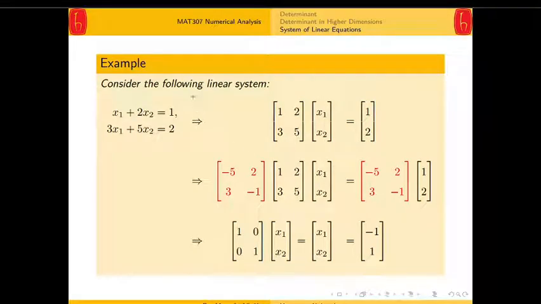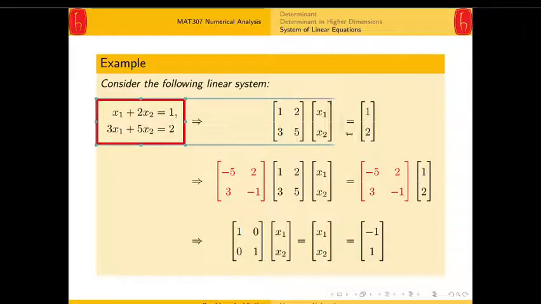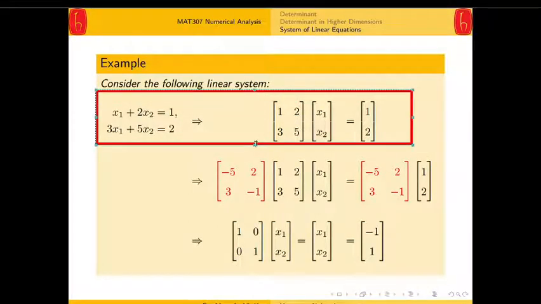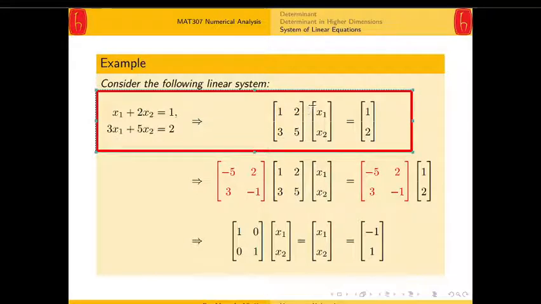An example: consider the following linear system. This is a simple enough linear system, two equations with two unknowns. We can rewrite this system as a matrix vector product, the coefficient matrix times the unknowns equal to the constants. The coefficients are 1, 2, 3, 5, and this will be the coefficient matrix. If you multiply this out, you will obtain the original equations.